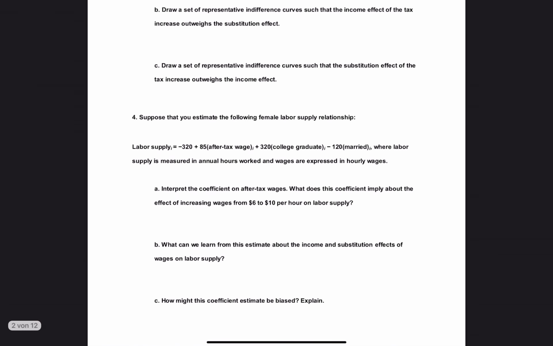Suppose that you estimate the following female labor supply relationship. The labor supply of an individual is equal to minus 320 plus 85 times the after-tax wage plus 302 times a dummy, which indicates whether an individual is a college graduate or not, so it's either 0 or 1, minus 102 times a dummy, which indicates whether the female person is married or not. Again, it's either 0 or 1. Labor supply is measured in annual hours worked, and the wages are expressed in hourly wages.